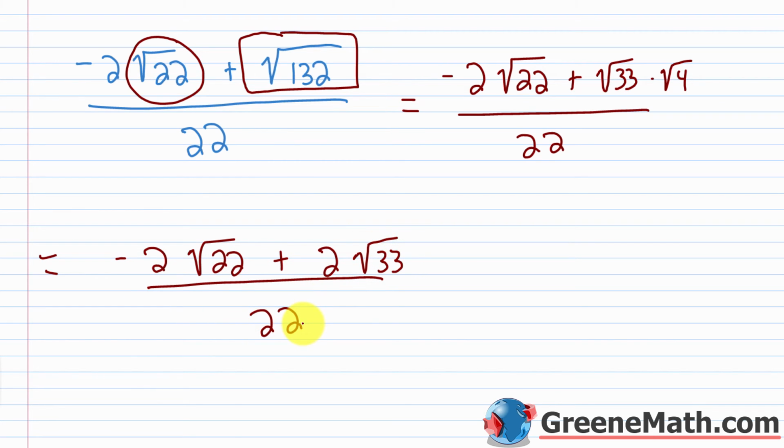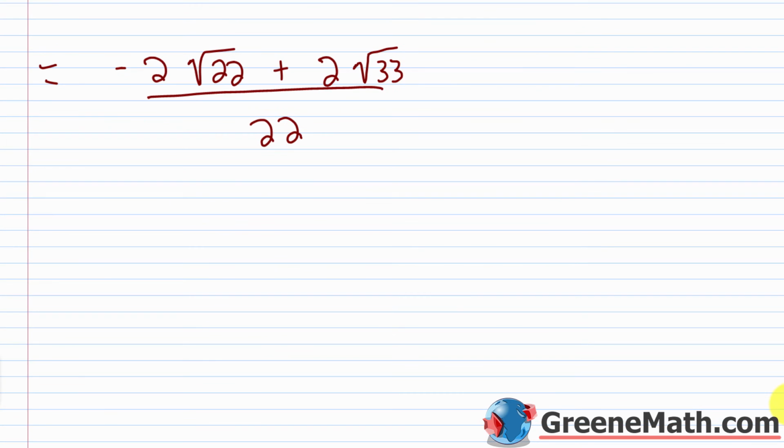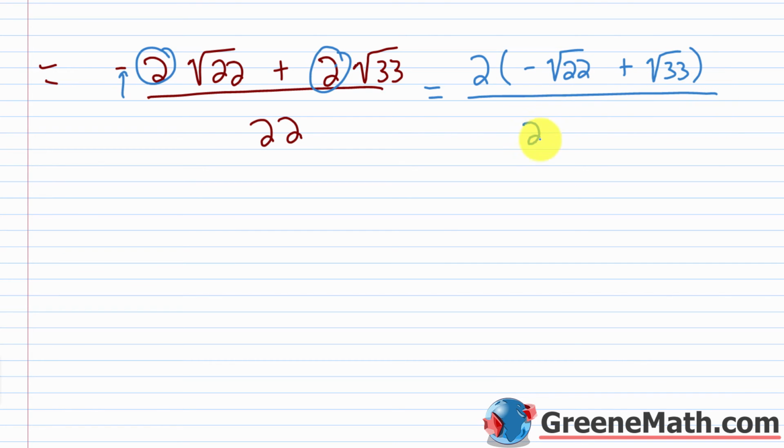Now, is there anything I can do to cancel further? Yes, there is. Because in this case, I have a 2 here, and I have a negative 2 here, but I also can think about that as negative 1 times 2. So if I was to factor a 2 out from each term in that numerator. So in other words, I have 2, and then inside the parentheses that negative is still there, so negative square root of 22, and then plus, factor the 2 out from there, so just square root of 33, and this is over 22.